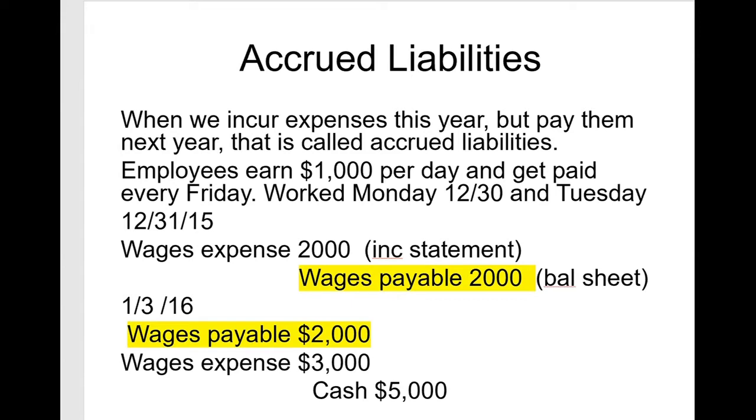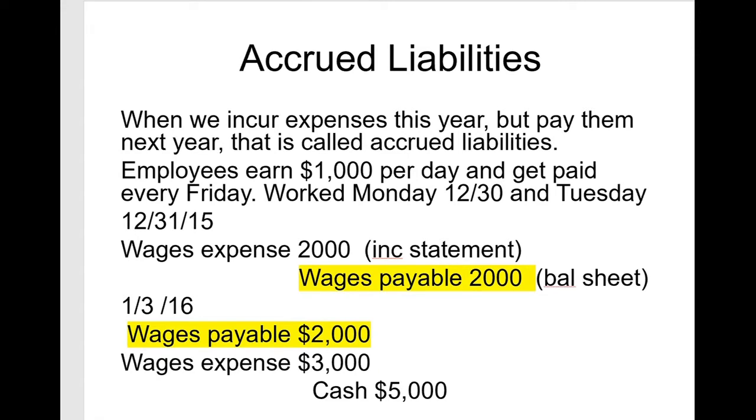For example, let's say employees earn $1,000 per day and they get paid every Friday. And let's say they worked Monday, December 30th and Tuesday, December 31st, but they're not going to get paid until Friday. So for those 2 days they worked, the year ended without them getting paid. So as the employer, we incurred the expense this year, we'll pay it next year. So for those 2 days, we'll have to debit wages expense for $2,000 and credit wages payable for $2,000. And that's an important adjusting entry made under accrual accounting rules at year end. And it involves one income statement account and one balance sheet account.